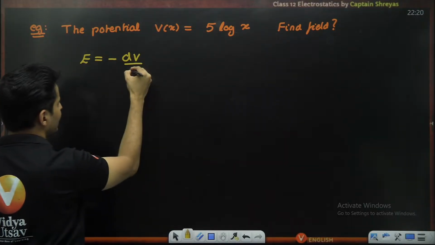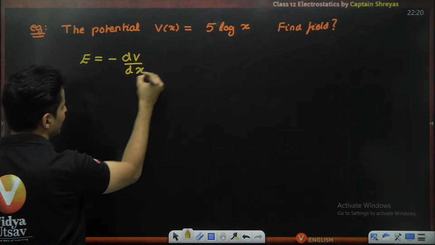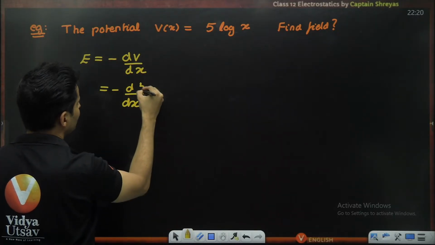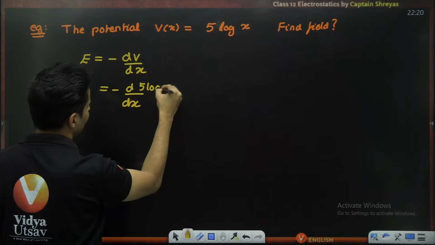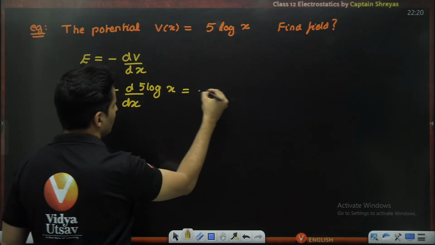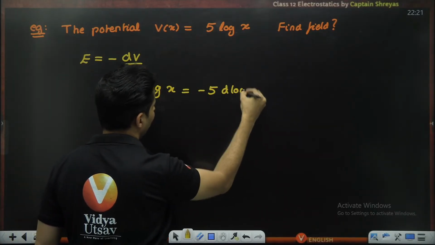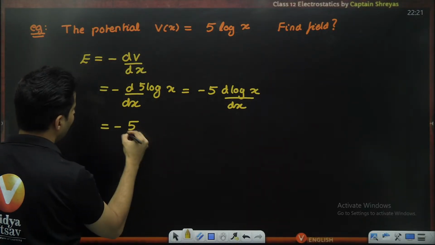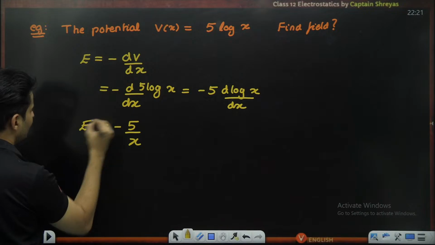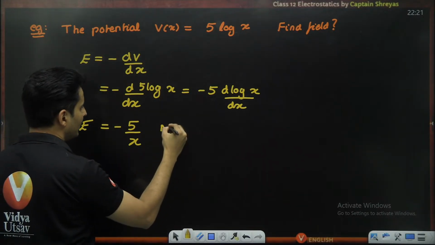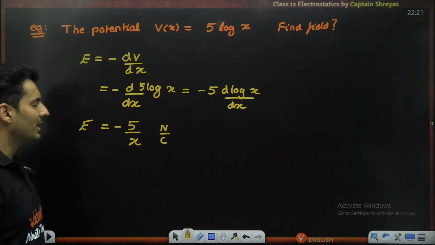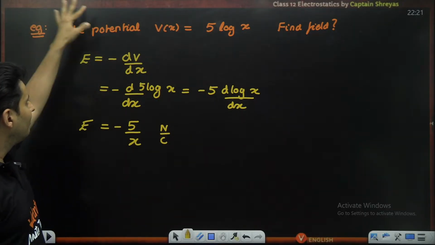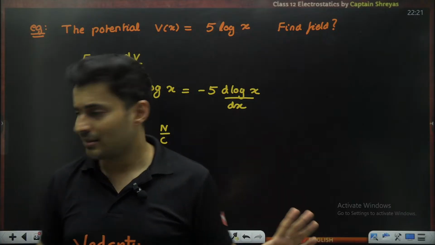Here everything is in x. So why not instead of r put as x? So it will be minus d by dx of potential, which is 5 log of x. So minus 5 will come outside and derivative of log of x, what is it? It is 1 by x. So the answer will be minus 5 by x Newton per coulomb. You tell me x, I'll tell you the field. It's a non-uniform field. Very, very easy. Isn't it?